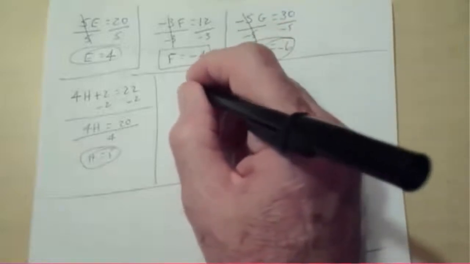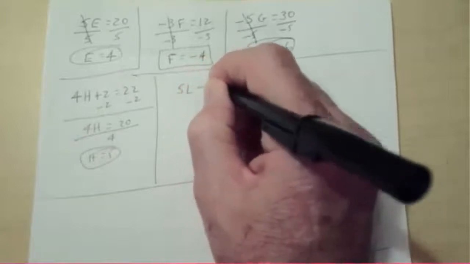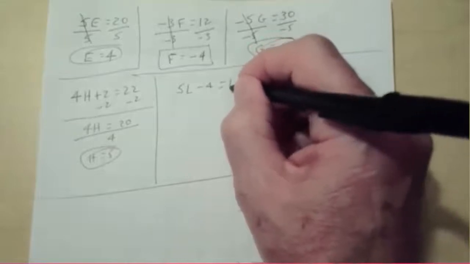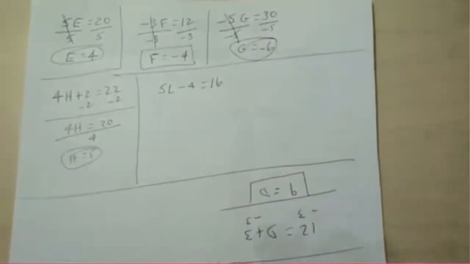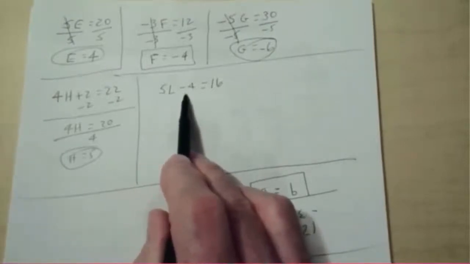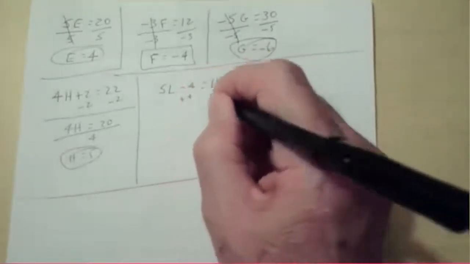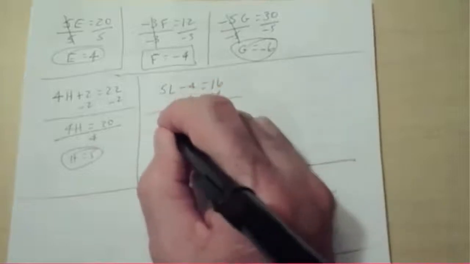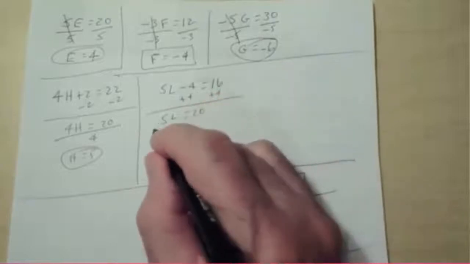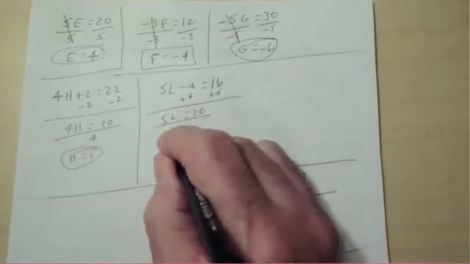5L minus 4 equals 16. Okay, we have multiplication here and subtraction here, so we're going to get rid of the addition. I'm sorry, subtraction. I'm going to get rid of that first. Add 4, 5L equals 20. Divide everything by 5. L is 4.